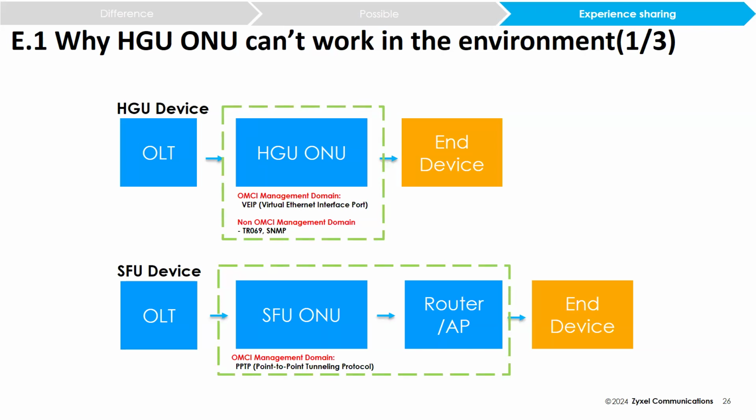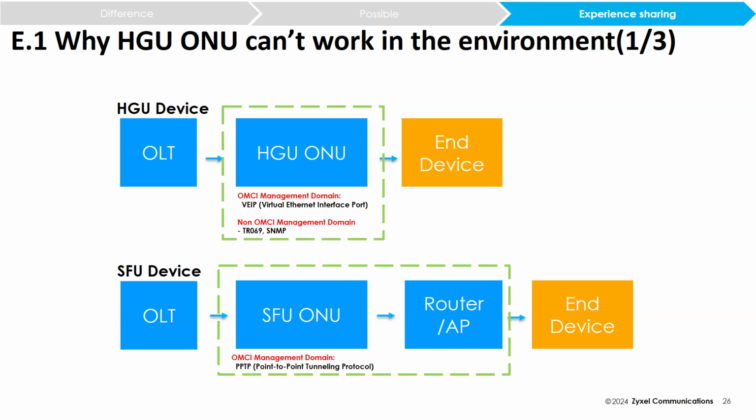Okay, and when the ONU is doing the MIB uploading process to the OLT devices, the type of OMCI management domain reported by the ONU depends on the type of device, whether it is an HGU device or an SFU device. If it is an HGU ONT, it will report the VEIP as its OMCI management domain to the OLT. But if it is an SFU ONT, it will report the PPTP as the OMCI management domain to the OLT devices.